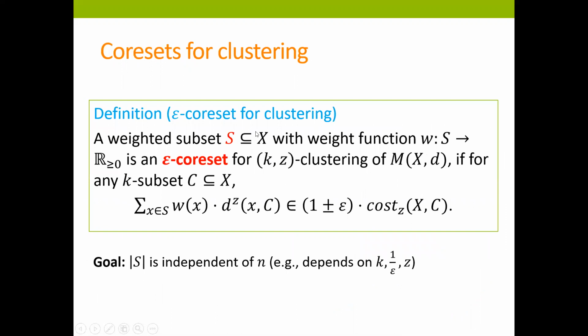Our goal is to construct coresets for the clustering problem. Here, a coreset is a weighted point set. Given any subset of k centers C, the weighted cost over the coreset S is a 1 plus or minus epsilon approximation of the cost over the full dataset. Note that these weights are necessary for the construction. Our goal is to construct a coreset of size independent of n.